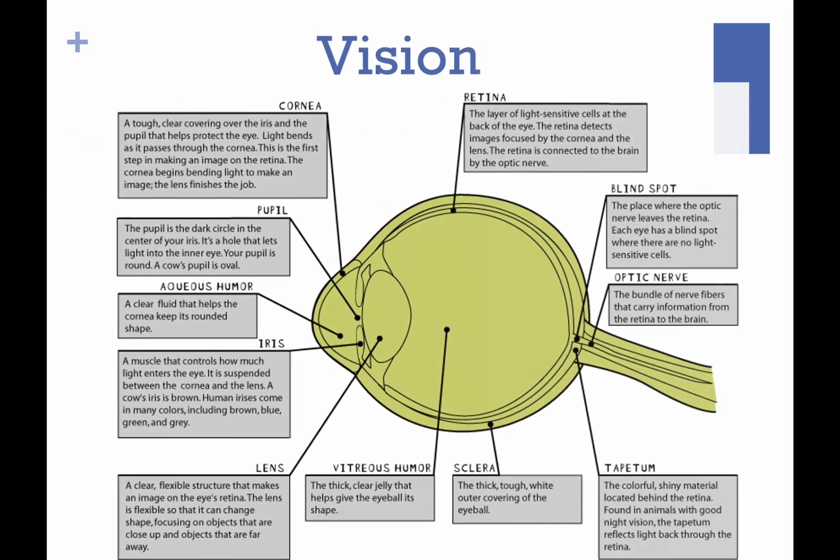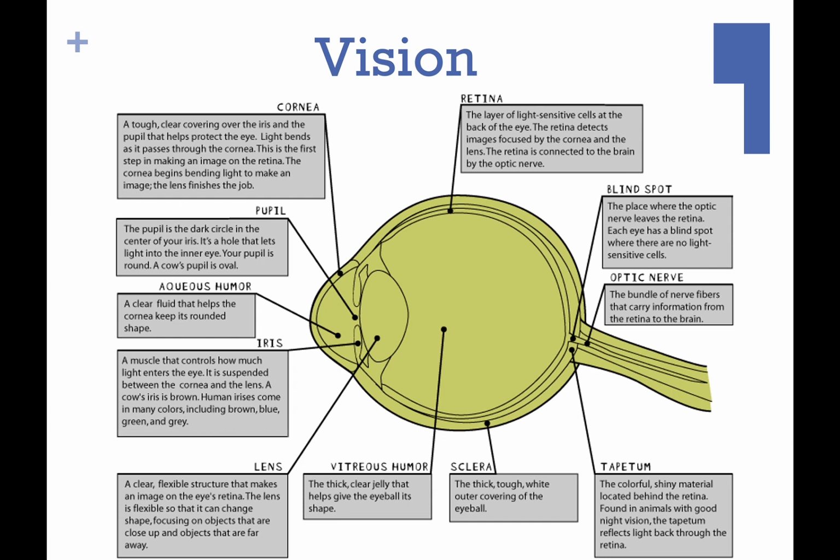There's a lot of information here about the cornea, the pupil, the iris, the lens, everything from the sclera, the optic nerve, and the blind spot, which is where the two retinas meet, the right visual field and the left visual field. There are no receptor cells there, so you have a blind spot. You also have the fovea, which is not on this graph.